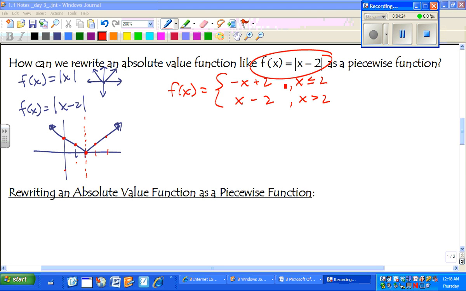And this is going to happen for each absolute value function. The left side here is going to be the opposite of what's inside the absolute value. The right side is going to be what's inside the absolute value. So the right side is the x minus 2. And then the left side is just the opposite of that. So negative x plus 2.